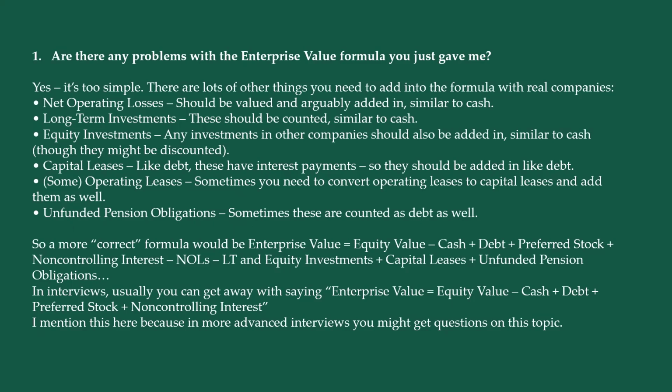So the more correct formula of enterprise value would be equity value, we subtract cash, we add debt, preferred stock, non-controlling interest, and till now we know this. We have done this much of the formula, but now the net operating loss and the long-term debt and equity investments, we subtract these also. We add back capital leases and unfunded pension obligations, and we will treat these as debt only.